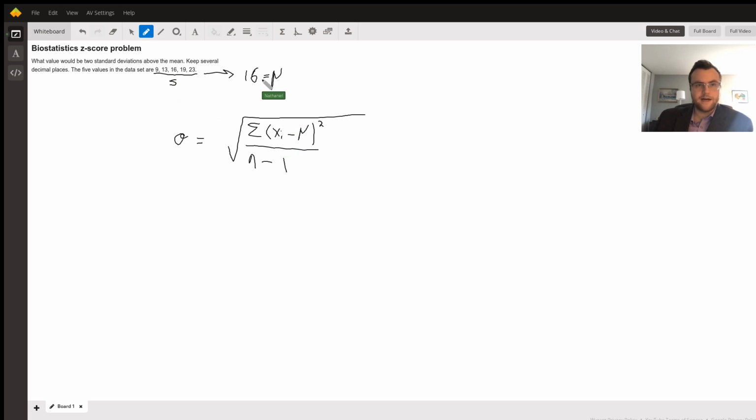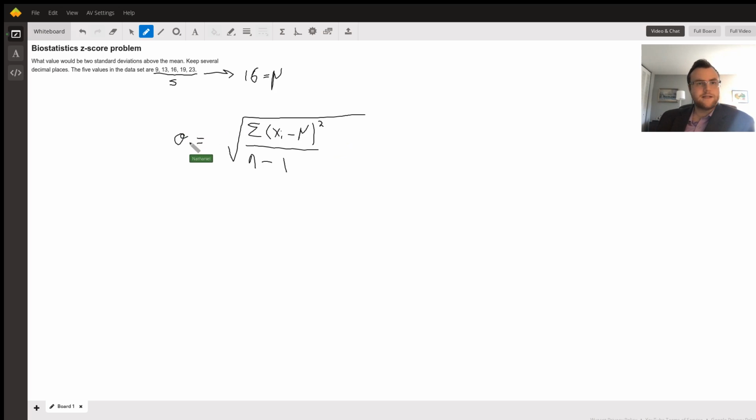So we take 9 minus 16, and then take that negative number, square it, and then divide that all by 4 because our sample size is 5. And then we take the square root of that. So standard deviation is just the distance, the average distance of each number away from the mean. And we want to square it to get it to positive because we can only measure distance in positive, and then we do the square root to undo it in the end.